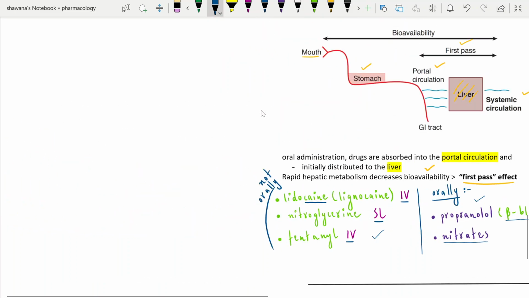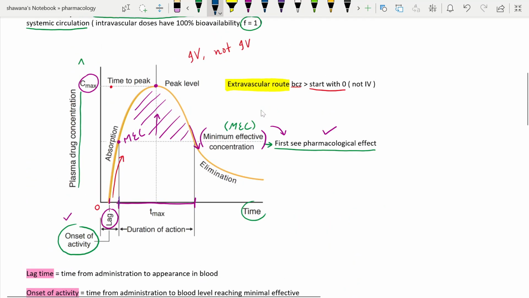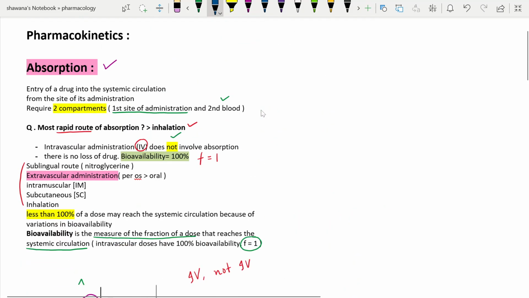Okay, this was for today, and I hope you understand the graph, the terms absorption, first pass effect and bioavailability. These are some basic principles for pharmacokinetics. In the next lecture, I will discuss distribution. So, thank you so much. This was for today. See you in the next video.